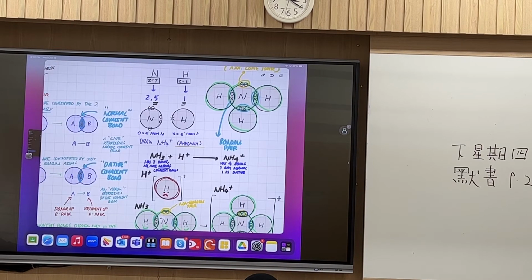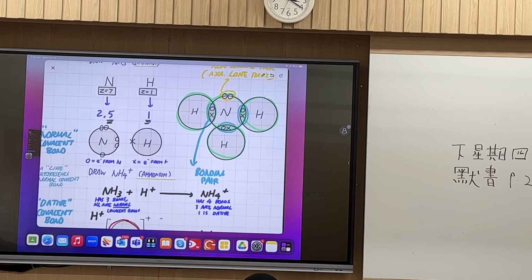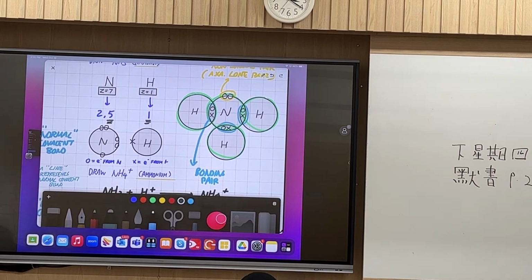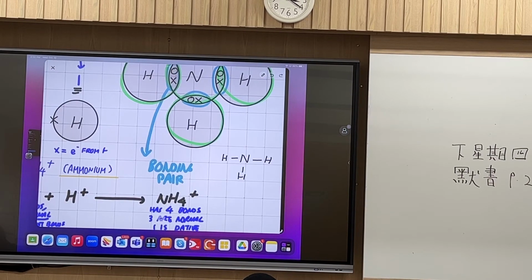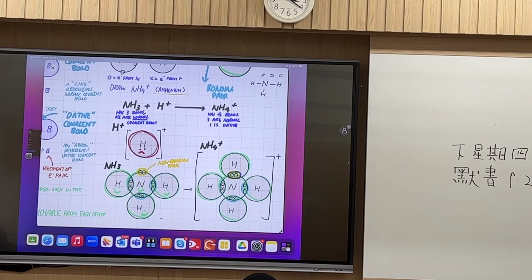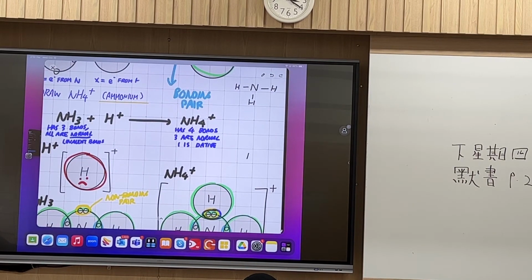So we can convert this into a more easy to read diagram, as this drawing of NH3 is so difficult to read. We'll draw it as N and draw 3 H's on the side, and draw 3 lines. The 3 lines represent the normal bonds. What about NH4 plus? How many do we draw as a normal line? How many do we draw as an arrow? 1 as an arrow, and the other 3 we draw as lines.